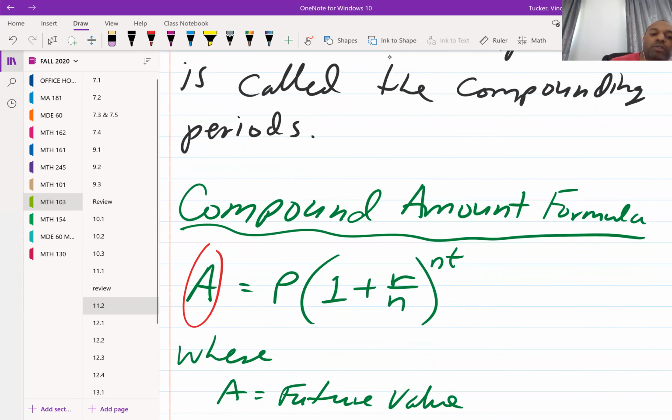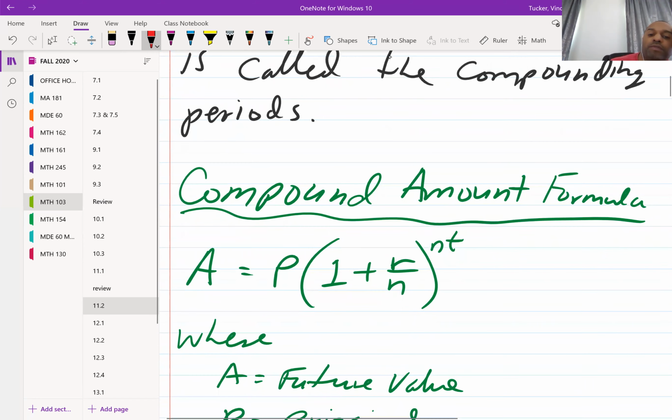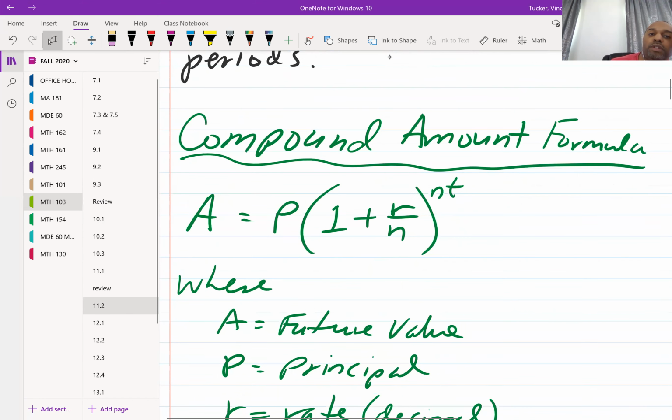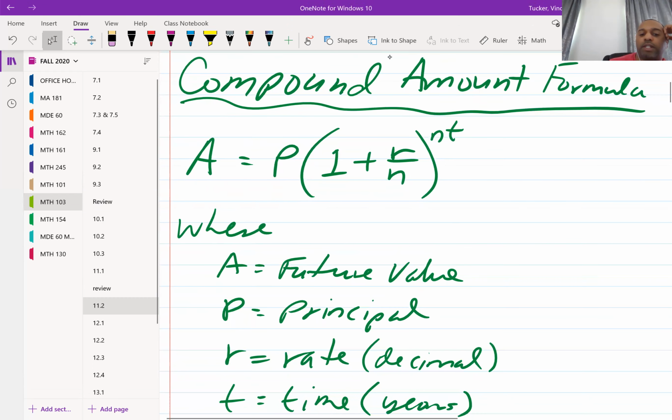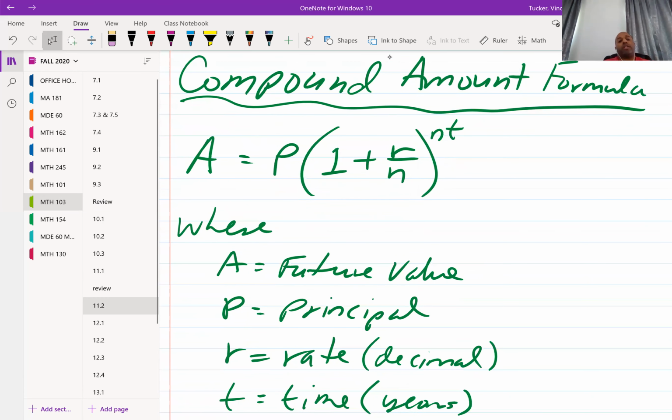Right. So these variables are still going to hold true to what we talked about in the last section. A is the future value. P is your principal. R is your rate. Now, N is a new one for us. We'll talk about that one in a second, but T is your time. So that's A equal to P times 1 plus R over N raised to the N times T power. So N times T right here is the exponent.